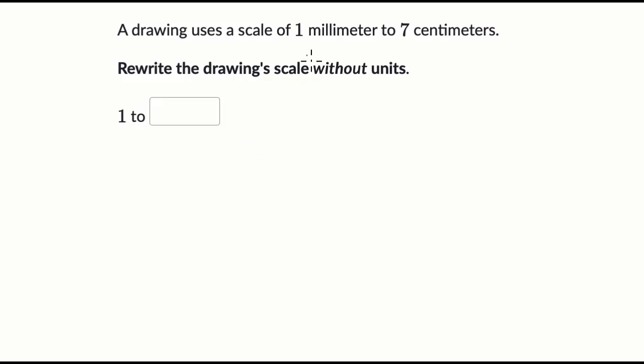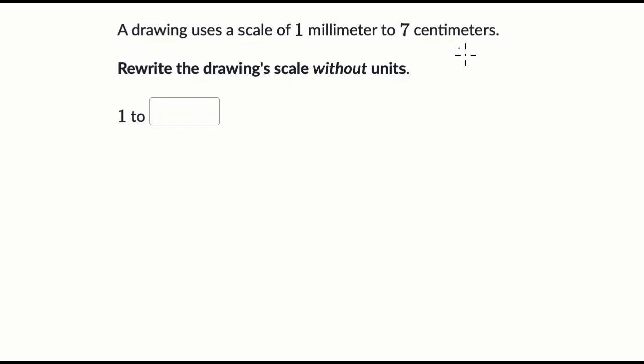When you first look at this, you're like, oh, it looks like there's a 1 and a 7. Maybe this is 1 to 7. But these aren't the same units. If this said 1 millimeter to 7 millimeters, then it would be 1 to 7. But these aren't the same thing. So in order to do this, we'd want to convert them to the same units. And for simplicity, let's just convert the centimeters to millimeters.